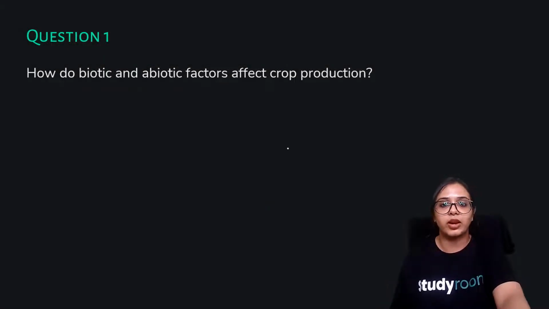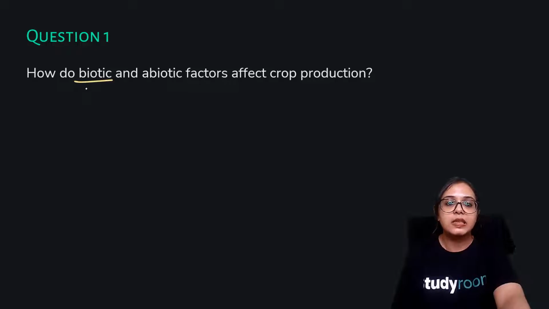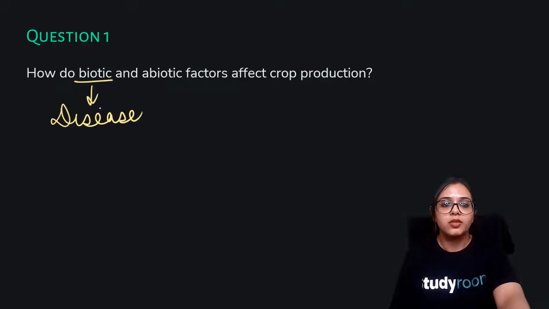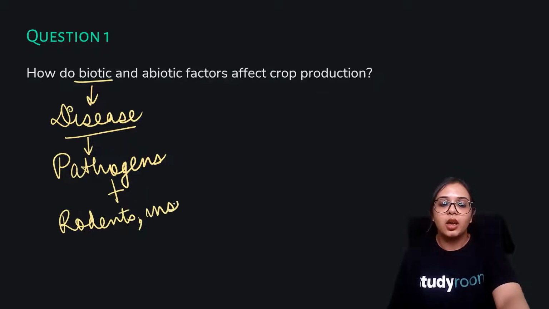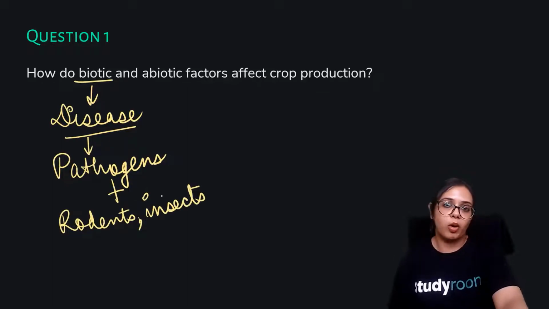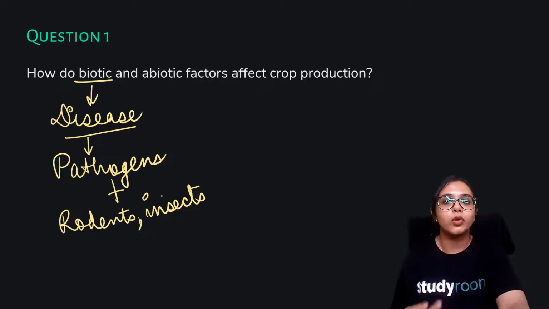How do biotic and abiotic factors affect crop production? So biotic factors are the living factors, such as those factors that may cause diseases. They affect the crop production by infestations. Infestations by pathogens like bacteria, viruses, and other living organisms like rodents, like some insects, that may do damage to our crops and may hinder the access of those plant products to us.